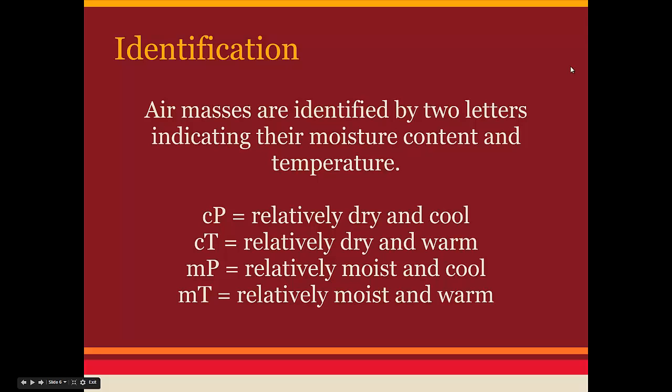So that gives us four possible combinations. If it's CP, continental polar, that means it's dry because it formed over land and it's relatively cool. Continental tropical, again, formed over land, so it's going to be dry but warm. Marine or maritime polar, moist and cool. Marine or maritime tropical, relatively moist and warm.